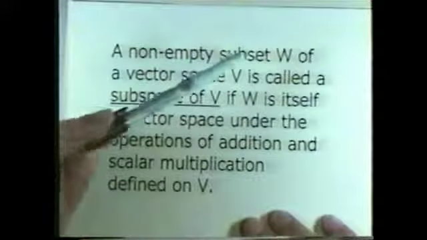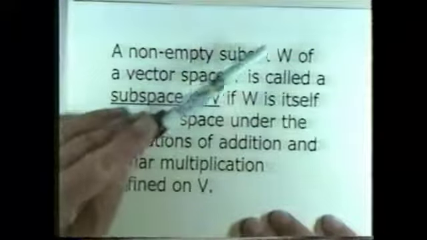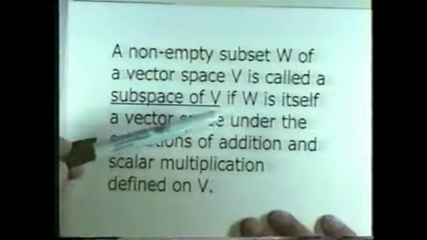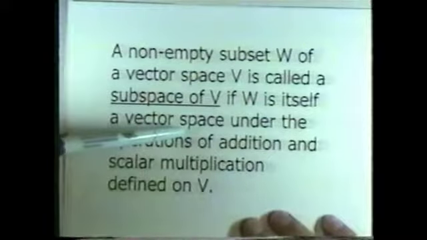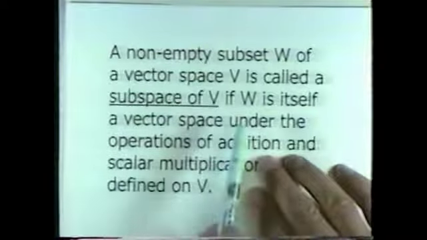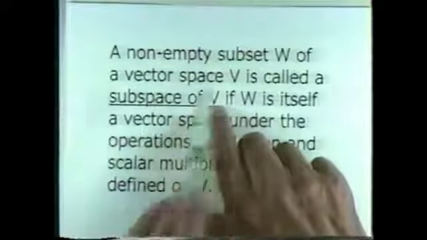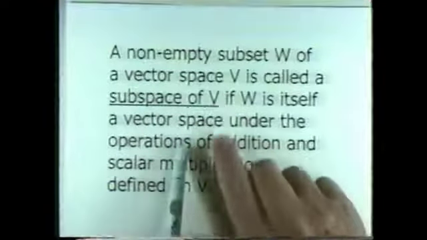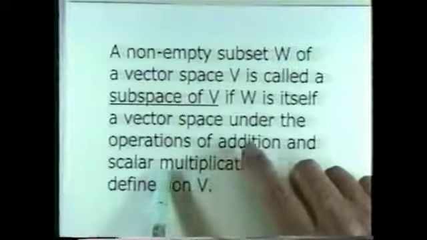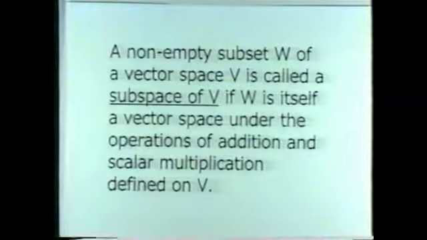Now, if we have a non-empty subset W of V, so W is contained within V, W is a subset of V, and W is itself a vector space under the same operations of addition and scalar multiplication defined on V, then W is a subspace of V. So W has to be a subset of V. W has to be a vector space under the same operations defined on V. And if that happens, we say that W is a subspace of V.